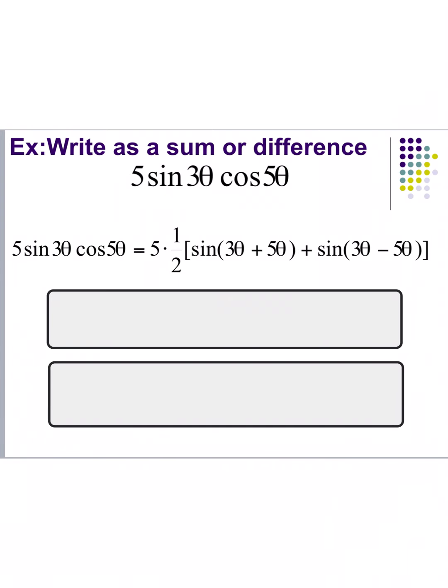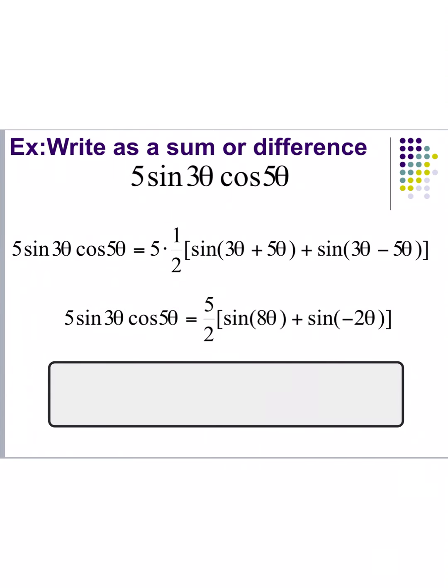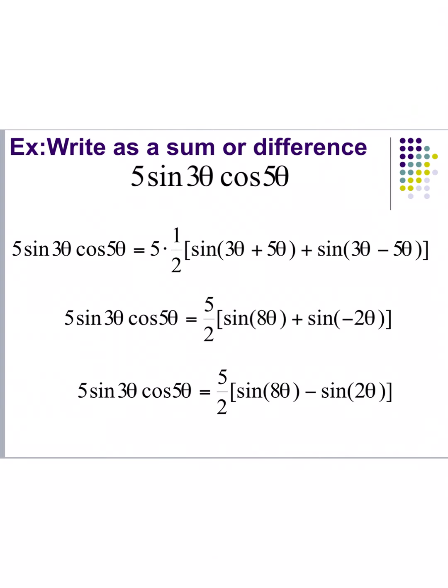As we go through and simplify our angles, we can add 3 and 5 together, and then we can subtract 3 and 5. And so we get 5 over 2 times the sine of 8 theta plus the sine of negative 2 theta. Once again, we want to simplify this. Unlike the cosine, though, the negative sign does not disappear. Instead, it gets pulled out to the front of our function. So now we're going to have 5 over 2 times the sine of 8 theta minus the sine of 2 theta as a fully simplified sum.